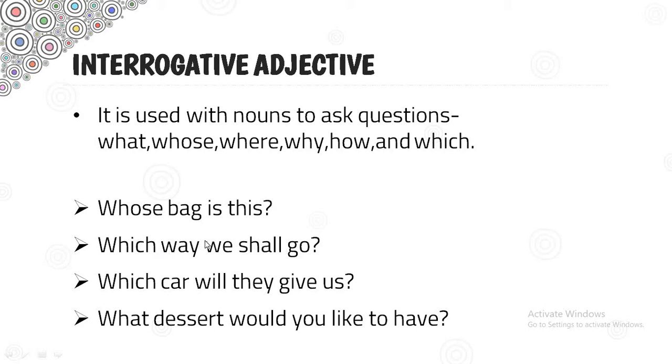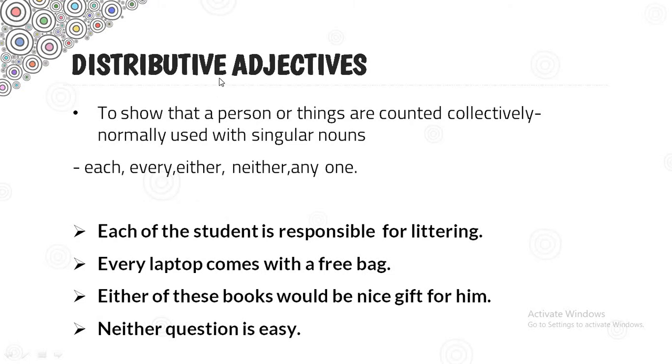Which way shall we go? Which way? Way is your noun and which is asking a question for it. So it's an interrogative adjective. Then, which car will they give us? So car is your noun and which is asked for it. Then again it's an adjective. What dessert would you like to have? So what, which, whose, where, why, how, these are all interrogative words. When you place them just before a noun, they become interrogative adjectives. Fine. Let us go to the next slide.